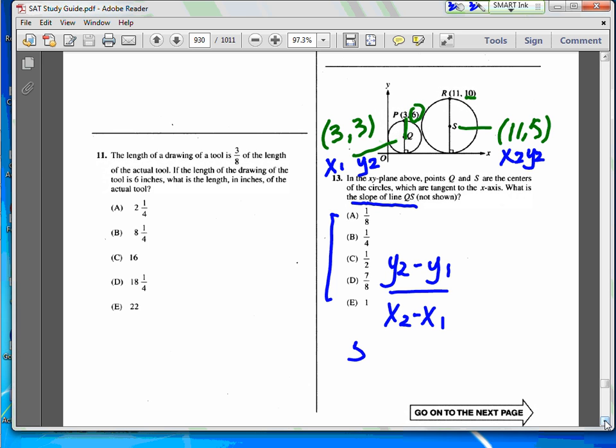So 5 minus 3 over 11 minus 3, which gives us 2/8, which reduces to 1/4.